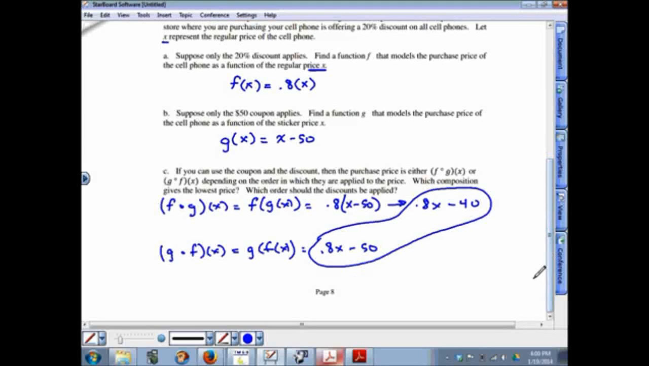So now we need to compare here. If x is the regular sticker price, the first thing that happens to x in both of these is that we take 80% of it. Here it turns out that we're only subtracting 40, but here it turns out we're subtracting 50. So this one right here turns out to be the better deal. We should take the 80% off first and then subtract 50.